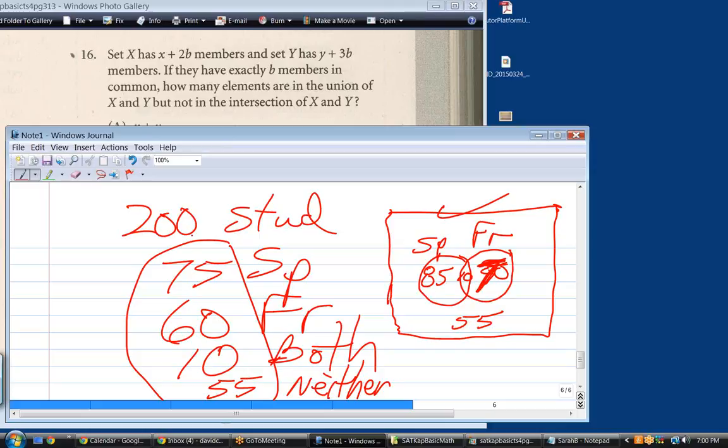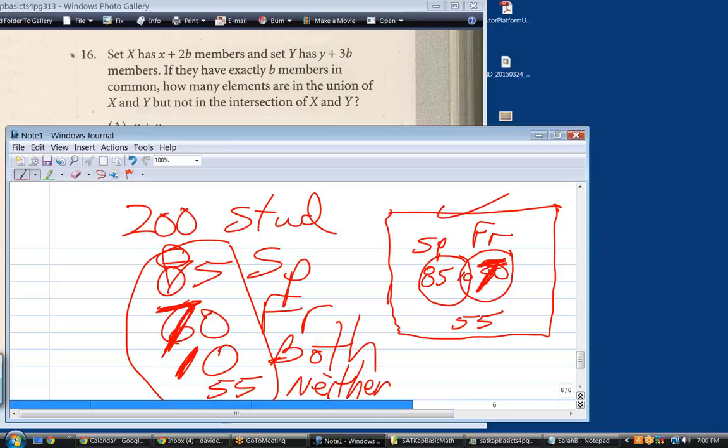And there are a total of 85 people taking Spanish. There's a total of 70 people taking French. There's a total of 10 taking both and 55 taking neither. And those have to add to 200.